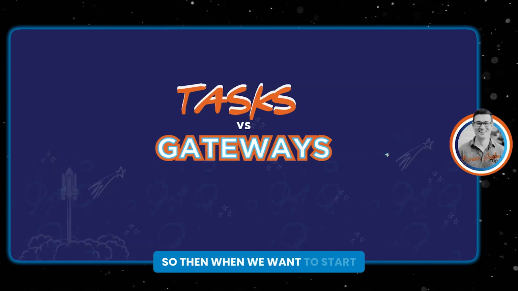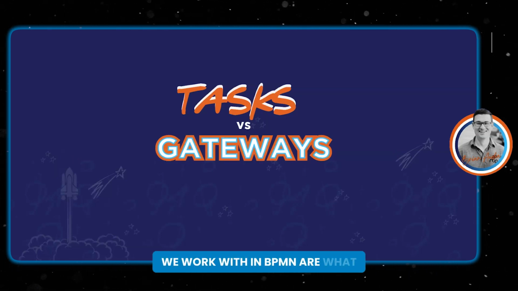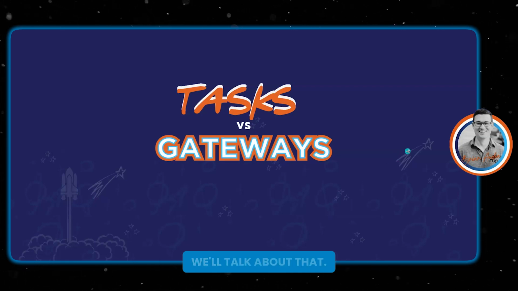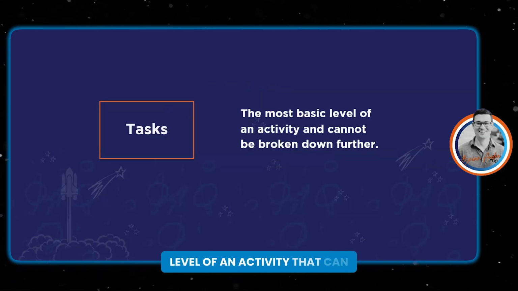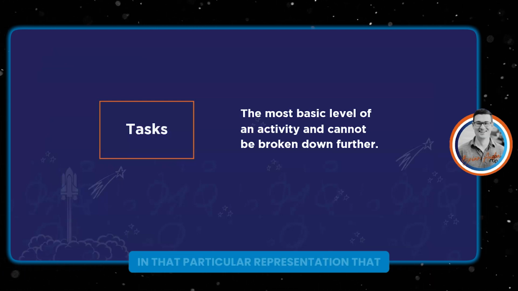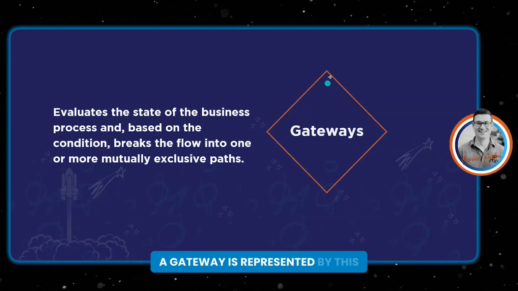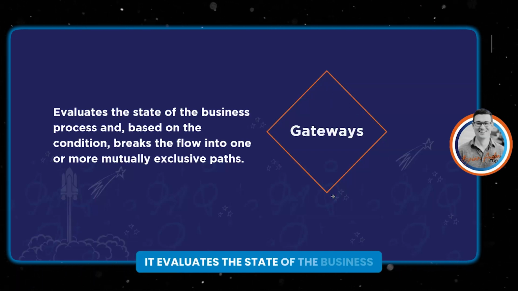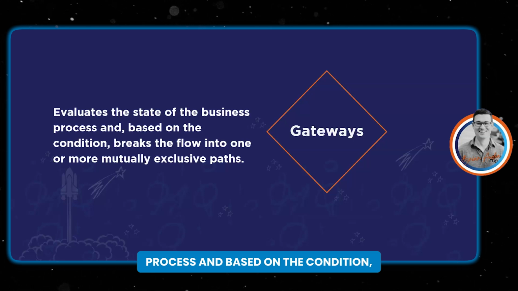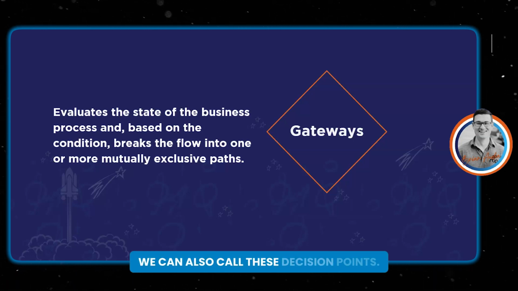So then when we want to start putting our shapes, the two most main things that we work with in BPMN are what are called tasks and gateways. We'll talk about that. So a task is the most basic level of an activity that cannot be broken out any further in that particular representation that we're working with. A gateway is represented by this sideways square or diamond. And what a gateway is, it evaluates the state of the business process and based on the condition, breaks the flow into one or more mutually exclusive paths. We can also call these decision points.